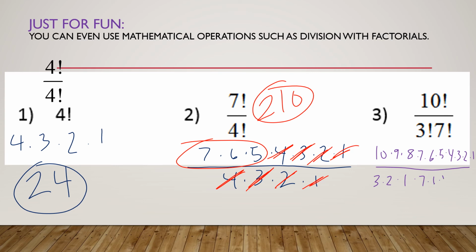7 times 6 times 5 times 4 times 3 times 2, and I'm not going to be able to fit it, times 1. Okay, so basically I can cancel out this whole thing here with my 7 factorial here. I cannot cancel out the 3 here and the 3 here because I already canceled it out with my 7 factorial here. And that goes for the 2 and the 1 as well. So basically your new problem would be 10 times 9 times 8 over 3 times 2 times 1.